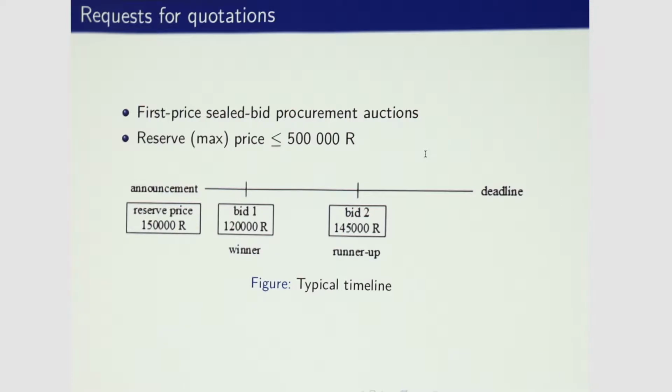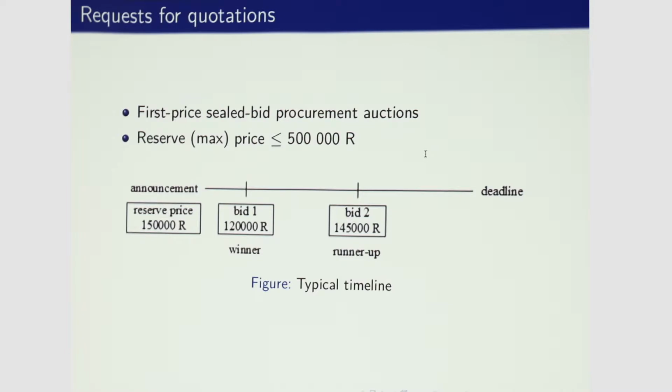And this is a typical timeline. At some point, the auction has to be announced with a reserve price, and then participants have some time, typically a week, to submit their bids. In this example, two bidders submit their bids. The first bidder wins because it's the lowest bid.